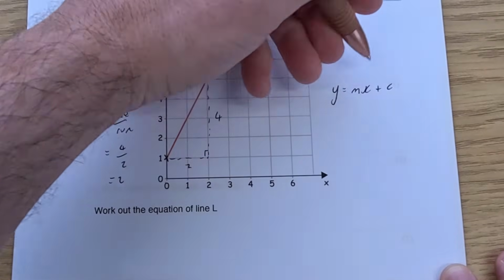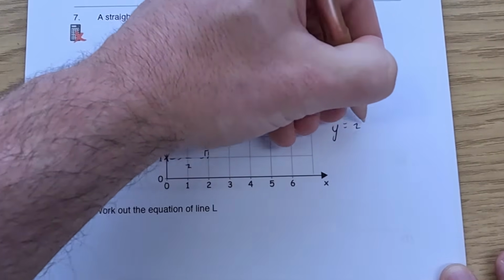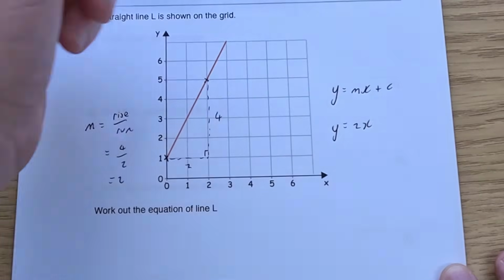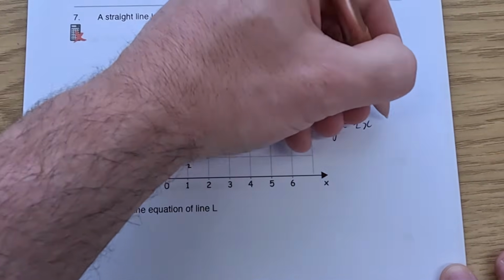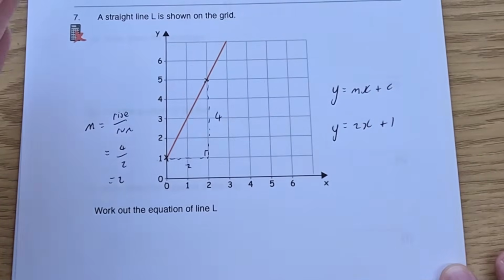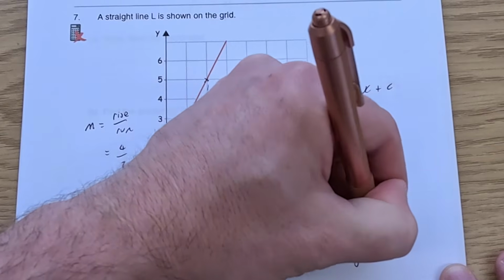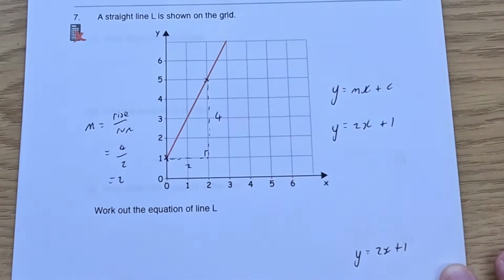So that means here the m will be 2. So it's y equals 2x. Now the plus c, we just need to find out what the y-intercept is, and it crosses the y-axis at 1, so it'll be plus 1. So the equation of that line will be y equals 2x plus 1, and that's it. That's the equation of the line L.